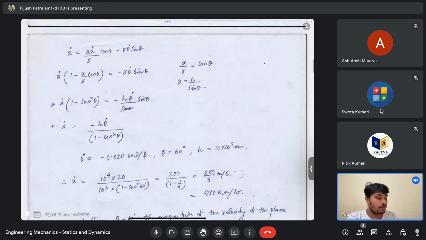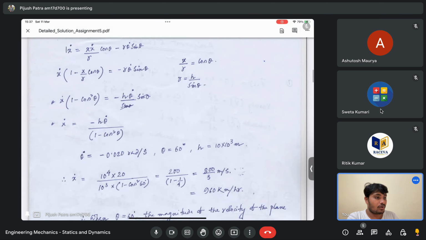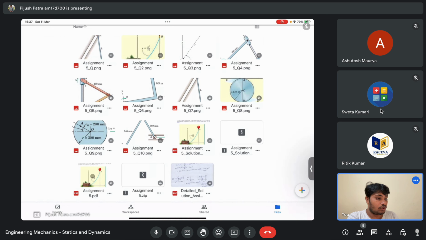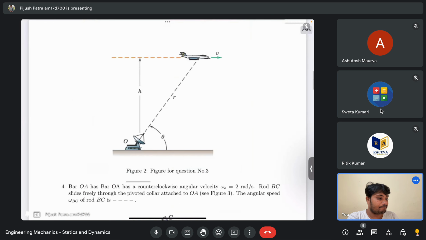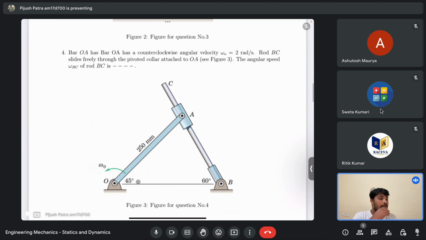So now I will go to the fourth problem. Let me go to the fourth problem. Yeah, this might be a little interesting. Can any of you tell me how you will approach this problem?